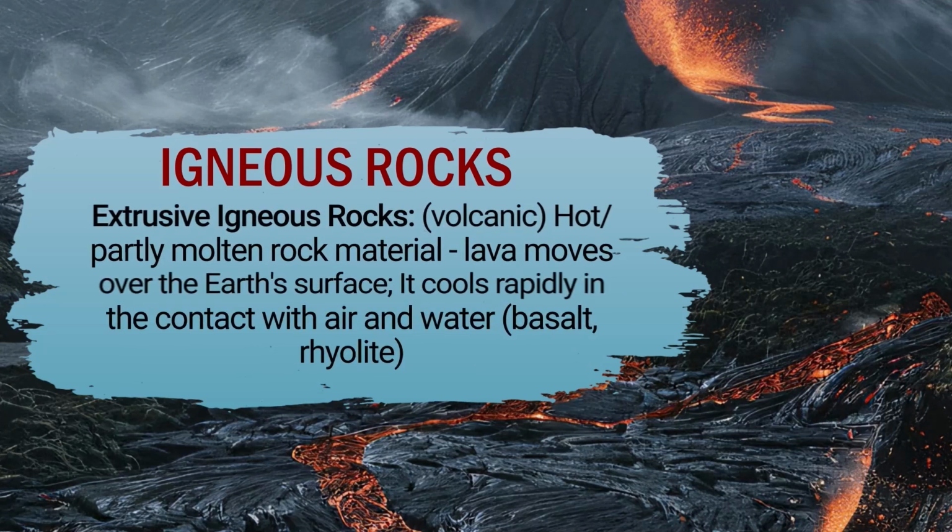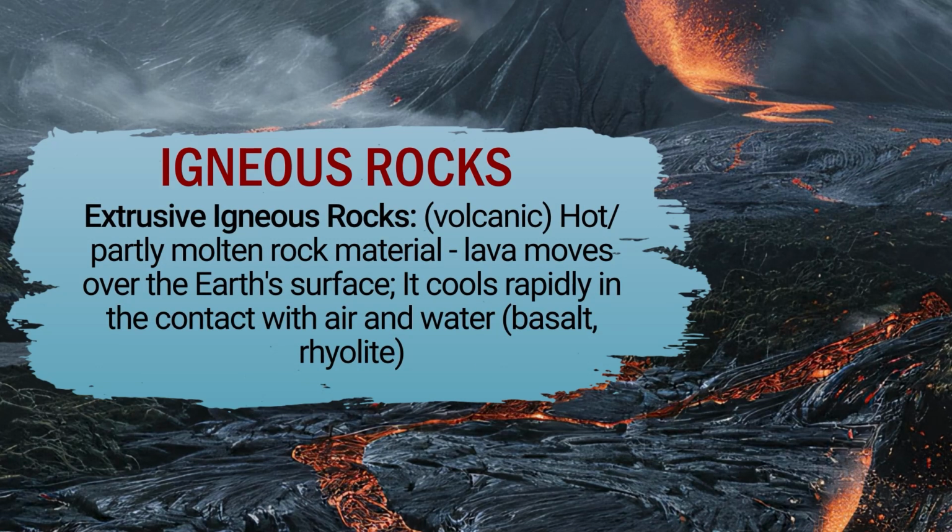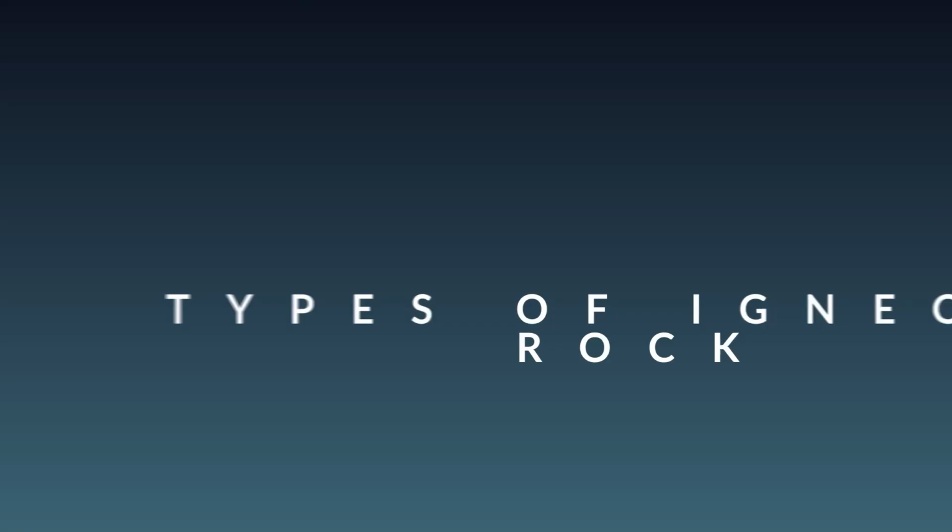Now, extrusive igneous rocks are volcanic rocks. They are hot, partly molten rock material. The lava moves out onto the earth's surface and it cools rapidly because of contact with water or air. Examples are basalt and rhyolite.